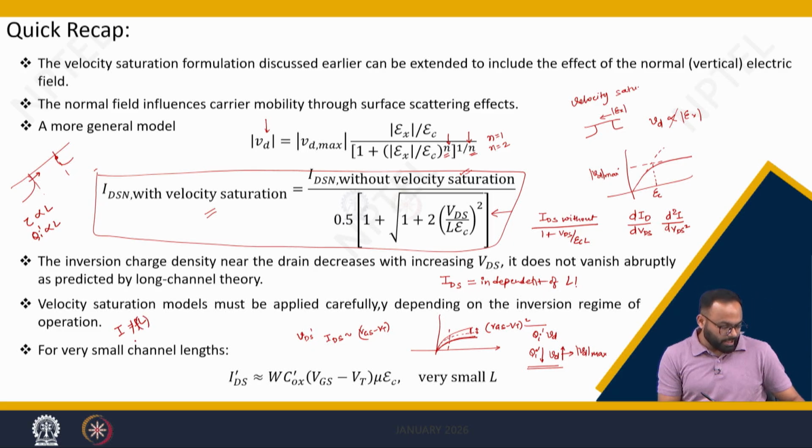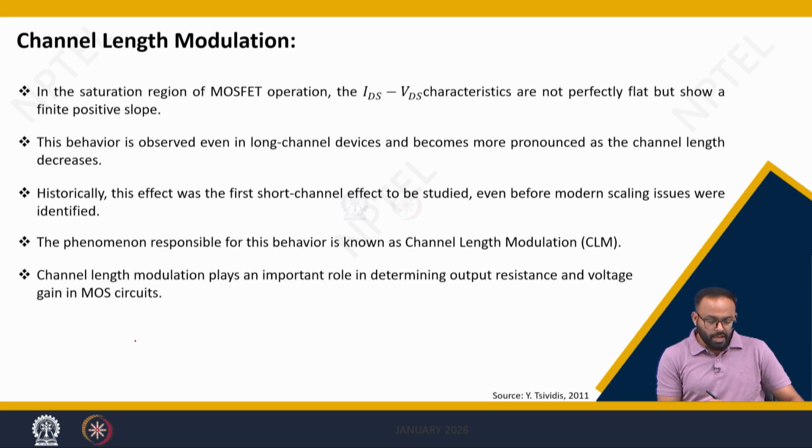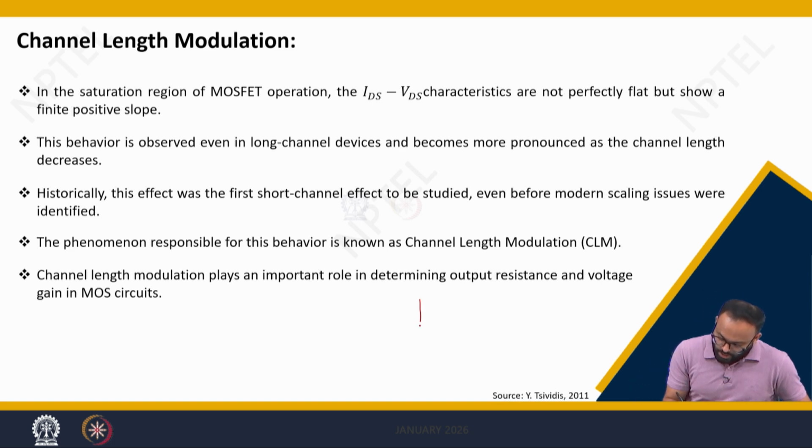So now let us see another short channel effect, which is historically the first short channel effect to be studied, even before the modern scaling issues were identified. This is called CLM, channel length modulation. This results in a non-zero slope in the output characteristic.